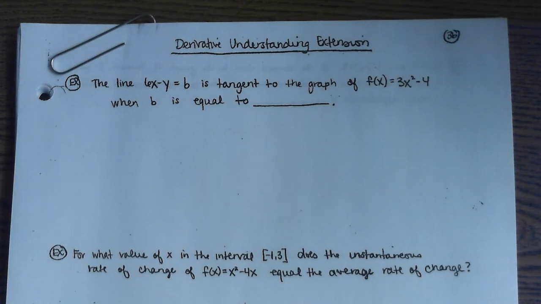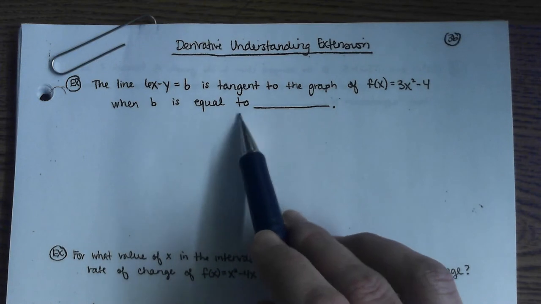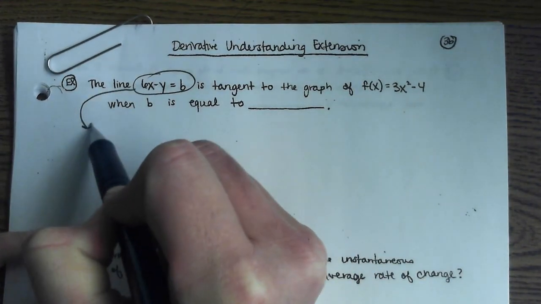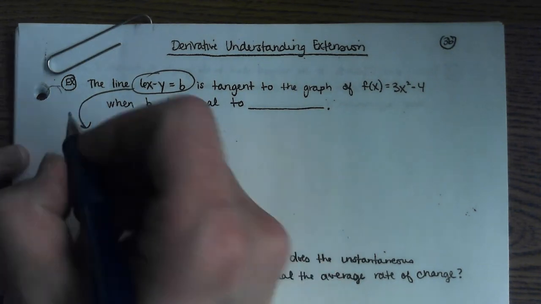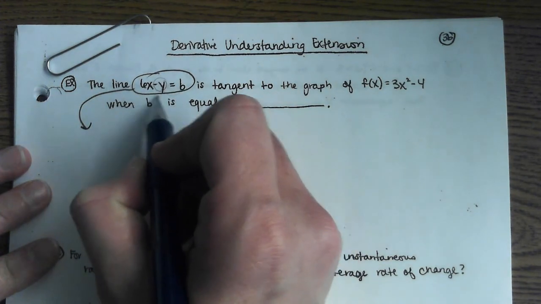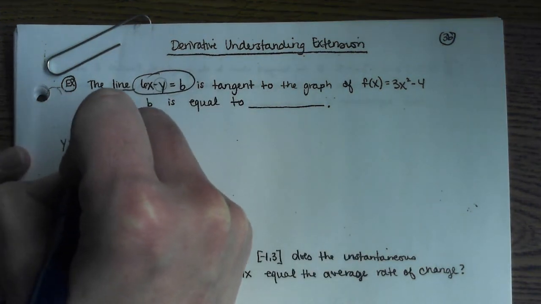Okay. So we have a line that's tangent to a graph, and it's when b is equal to what? So our line is not completed. The first thing I'm going to do is rearrange my line into a format that I like, which is y equals mx plus b. So if I add this y over and subtract the b over, it will be y equals 6x minus b.